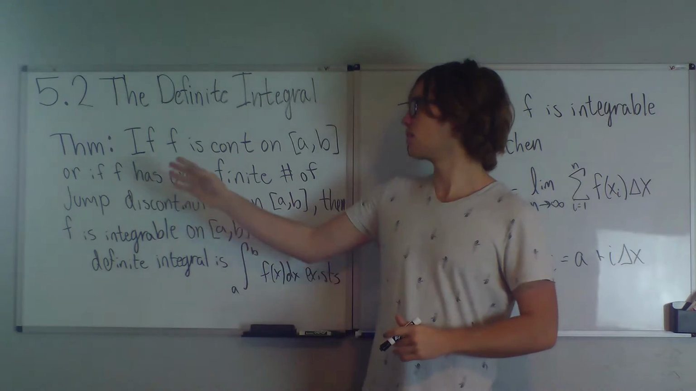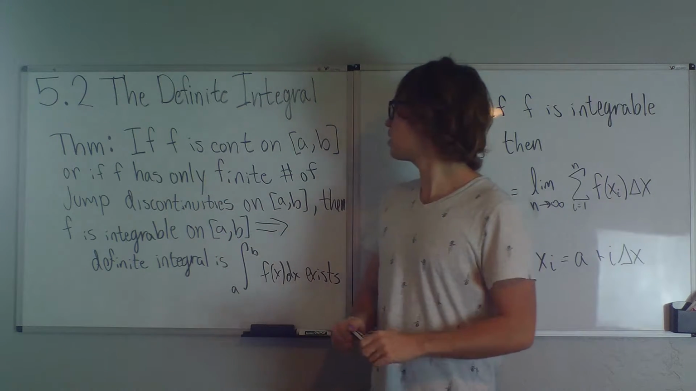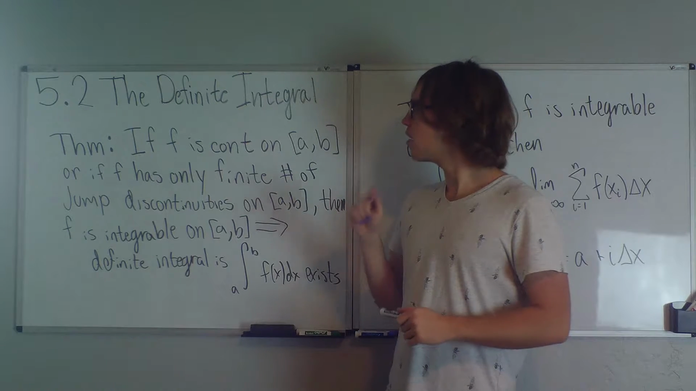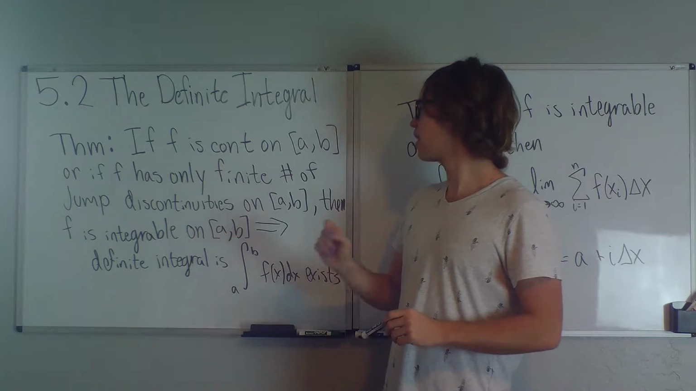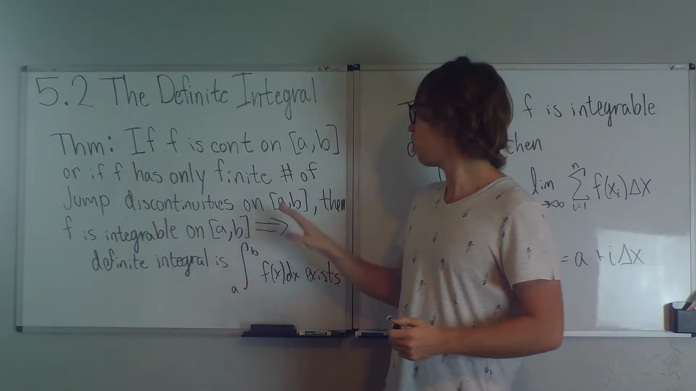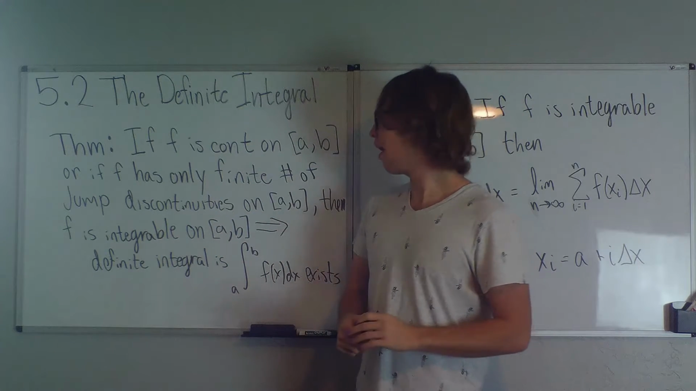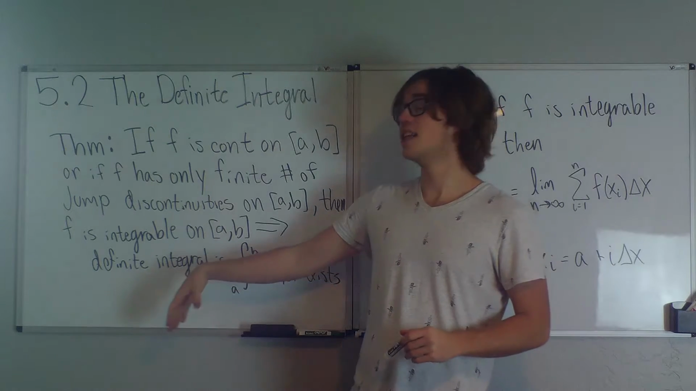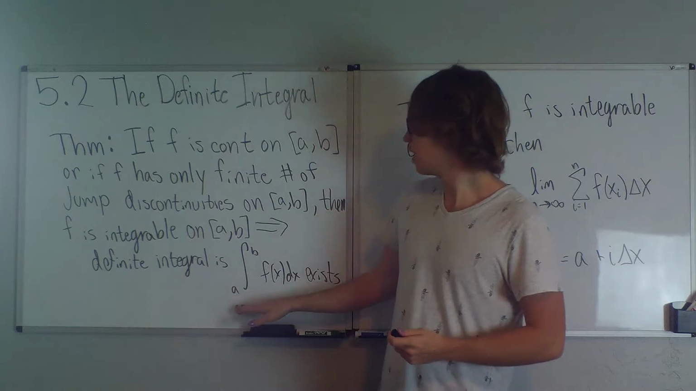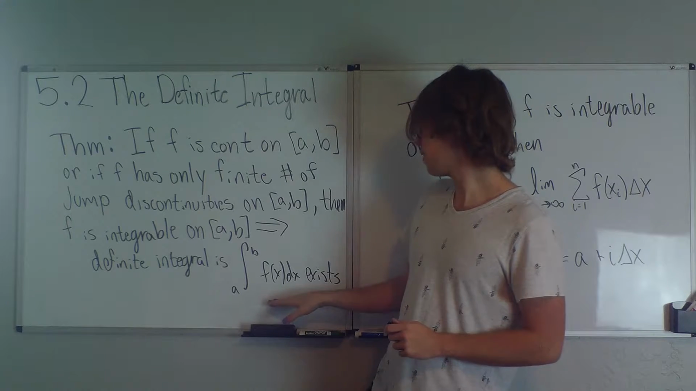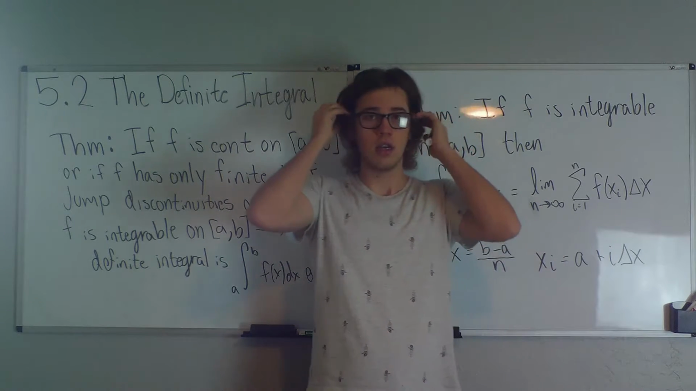And we actually have a theorem for this. It states, if f is continuous on a to b, or if f only has a finite number of jump discontinuities on a to b, then f is integrable on a to b, which implies the definite integral, the integral from a to b of f of x dx, exists.